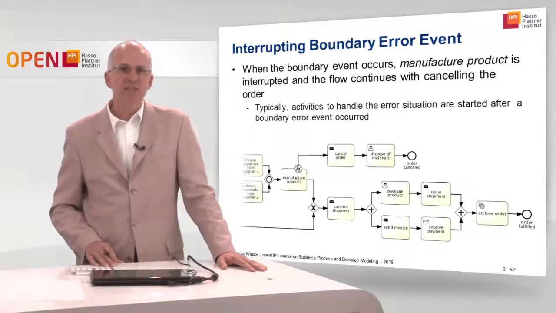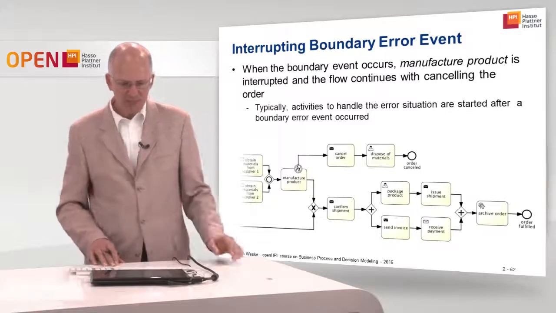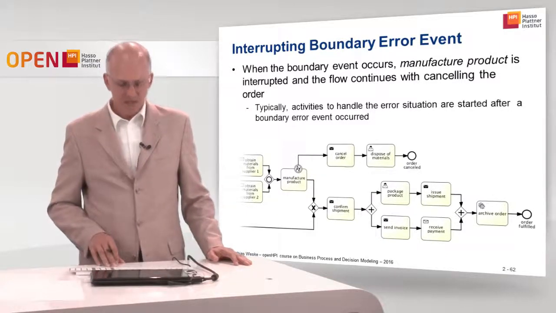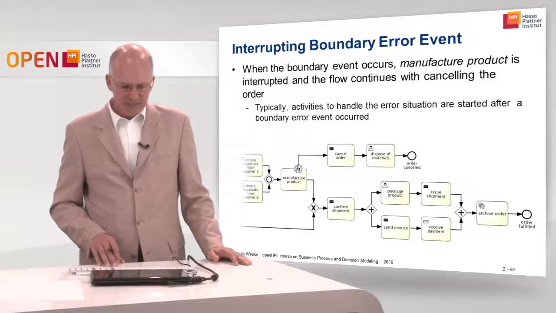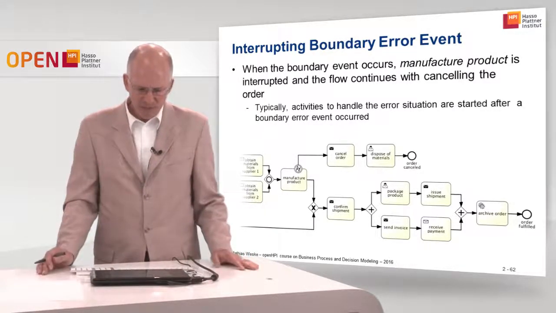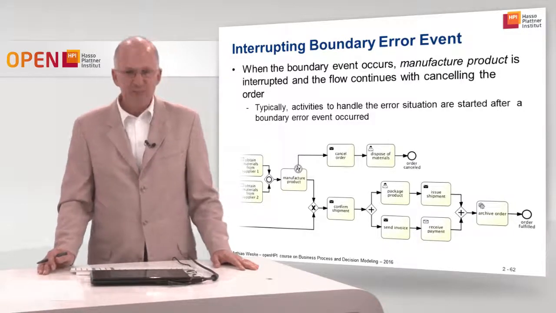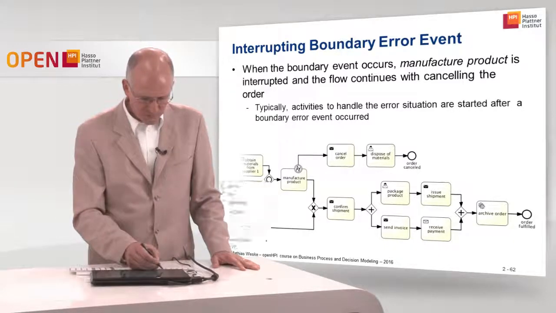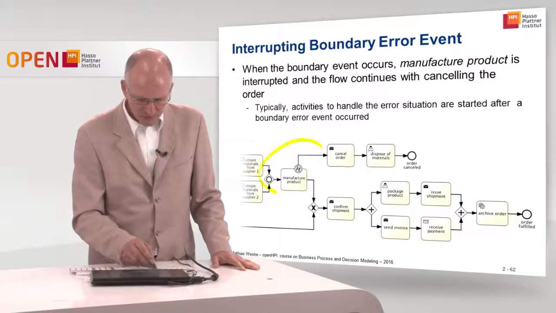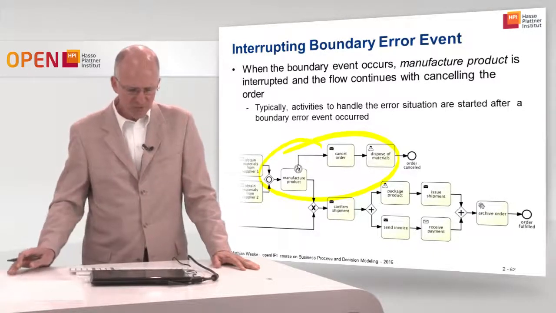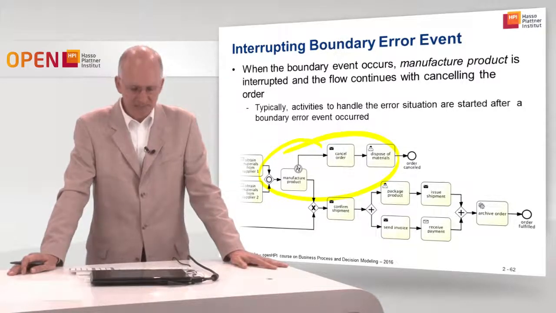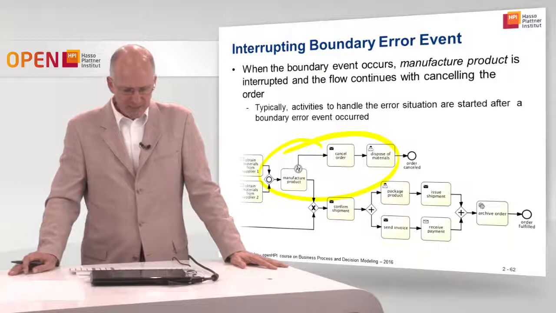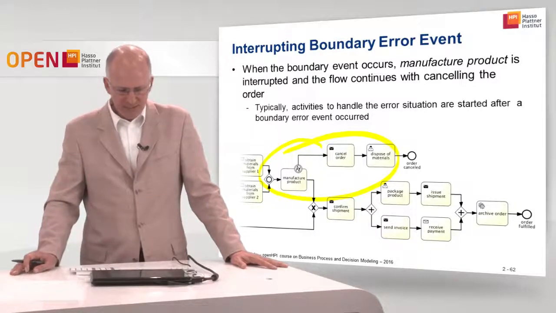So we represent this situation or this requirement of the business process as an interrupting boundary error event. All right, so how does that work? When the boundary event occurs, manufactured product is interrupted and the flow continues with cancelling the order. So looking at the process model, we talk about this area. This activity manufactured product has a boundary event. It's an error boundary event. So if within this manufactured product an error occurs, then the order is cancelled.